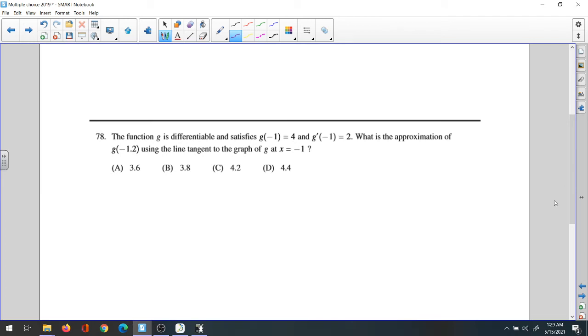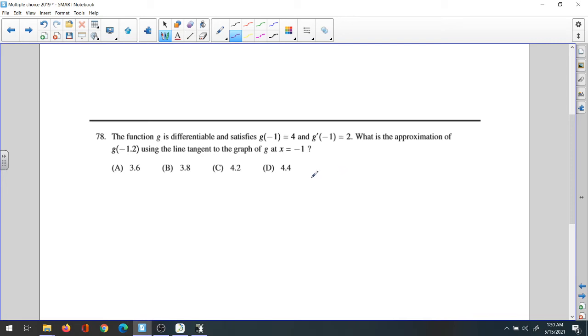Now we come up with question 78. Question 78. The function g is differentiable and satisfies g of -1 equals 4 and the derivative of g at -1 equals 2. What is the approximation of g of -1.2 using the line tangent to the graph of g at x equals -1? That means the point at a equals -1.